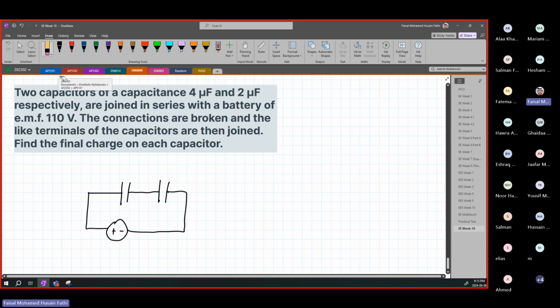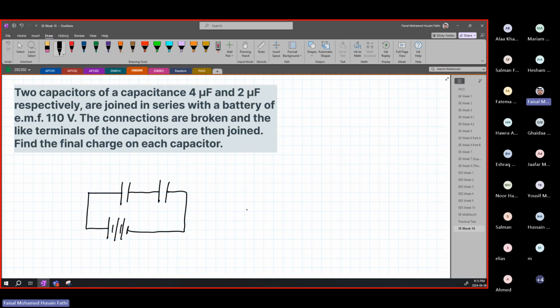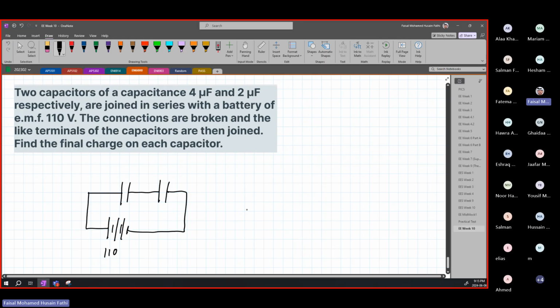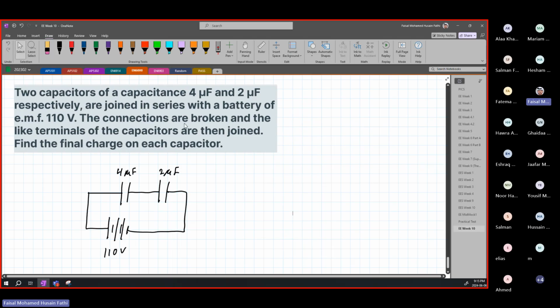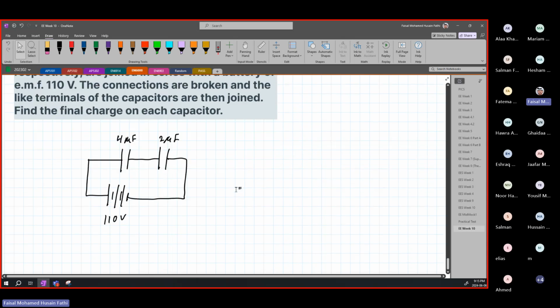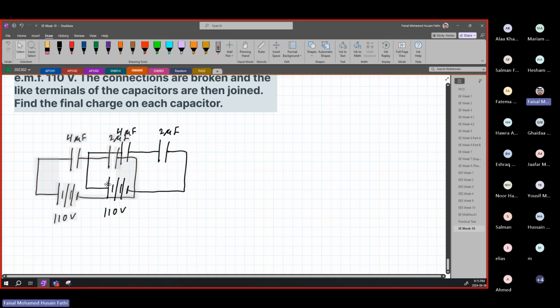Technically, if you're talking about a battery, the battery looks like this: positive, minus, positive, minus, positive, minus. It is a group of cells technically, but it's the same thing. What they mean is it's a voltage source of 110 volts, and one of these is 4 microfarads and the other is 2 microfarads. All right. The connections are then broken, and the like terminals of the capacitors are joined. Find the final charge on each capacitor. Let's take that step by step.